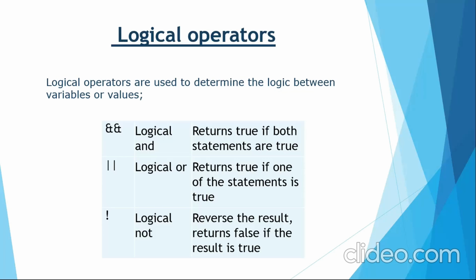So guys, when we have logical and, it will return true if both the statements are true. When we talk about logical or, it will return true for you when one statement is true and the other is false. If both are false, it will return false for you. In the logical NOT, it always reverses the result. If you have false in the result, it will make it true. If you have true, it will make it false.